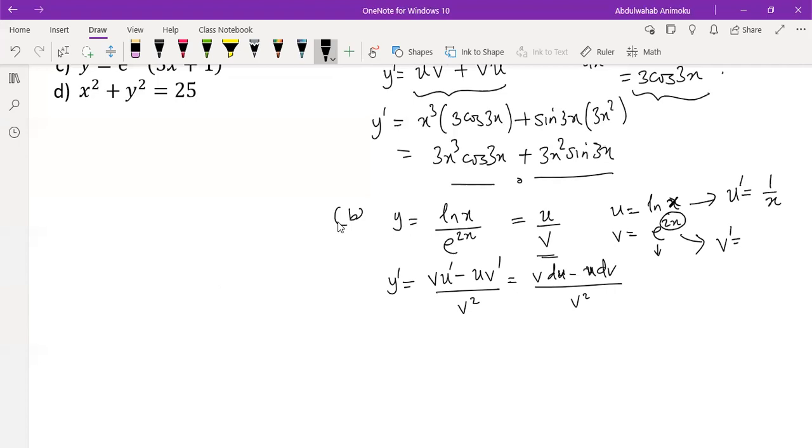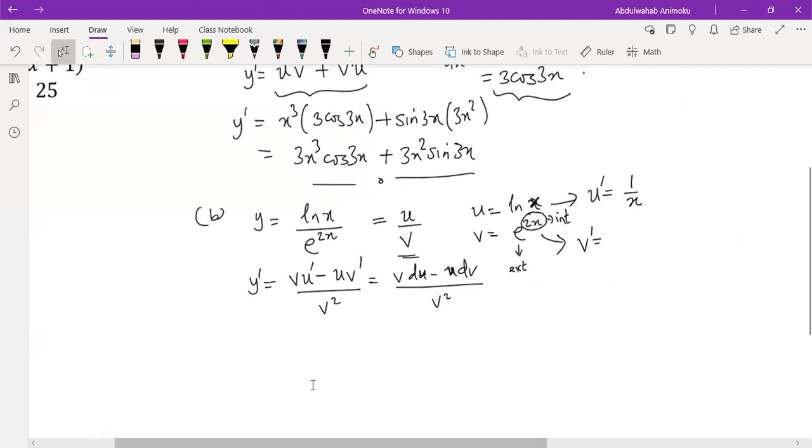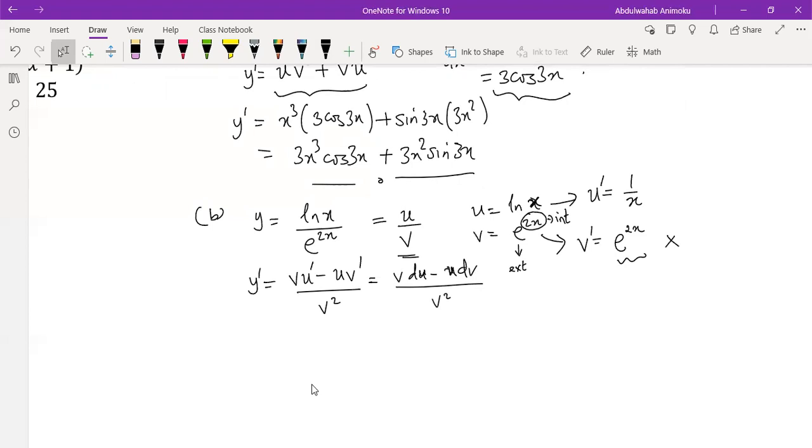Okay, now how do we use the chain rule? It is the derivative of the external function, which is e, and the internal function is 2x. So we find the derivative of the external function multiplied by the derivative of the internal function. The derivative of e raised to power anything is going to be e raised to power that thing. So this is the derivative of the external, right? We now multiply this with the derivative of the internal. The derivative of 2x is going to be 2.